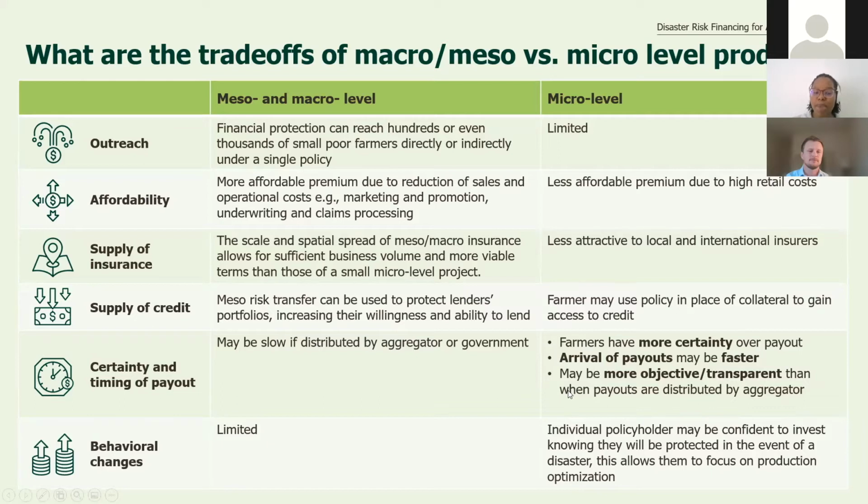When it comes to the payouts and to behavioral changes, we see that micro-level products and solutions tend to give farmers more certainty, firstly, over whether a payout will occur, and secondly, over the timing of the payouts. They tend to be more timely, especially compared to meso and macro products that pay to the aggregator or to government for onward payments or transfers to the beneficiaries. And this point around behavioral changes, because of the direct relationship between the farmer and the insurer in micro-level products, policyholders tend to be more confident to invest in their operations and optimize production in a way that is limited with meso and macro-level products.